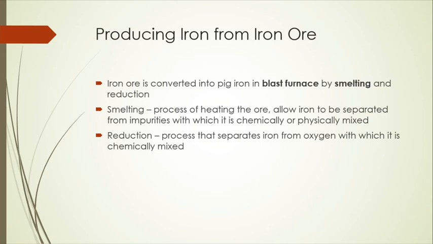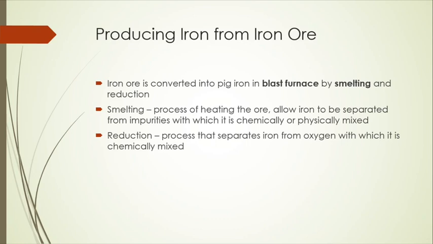So reduction is when you want to remove oxygen from iron. Smelting is the process of heating the iron. Both objectives of the method are to remove the impurities, but smelting is to remove impurities by method of heating. Reduction is to remove oxygen.